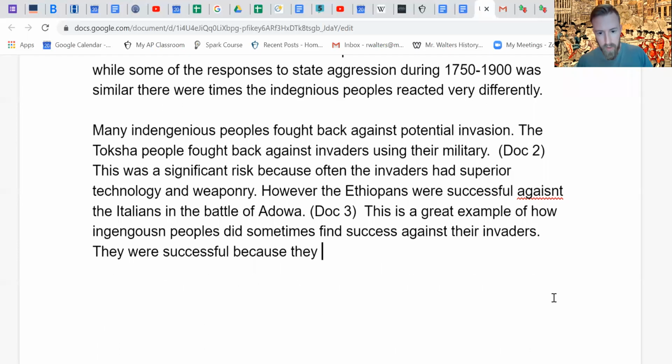They were successful because, and again, this is some of the historical context I know from this example, they were incredibly motivated people. It's a long story, but they believed they were destined by God to be a unique country in Africa. I also know they greatly outnumbered the Italian troops, which was true in most of this, but usually the firepower overwhelmed them. So I'm going to say they were successful because they were more motivated and had greater numbers to fight with.